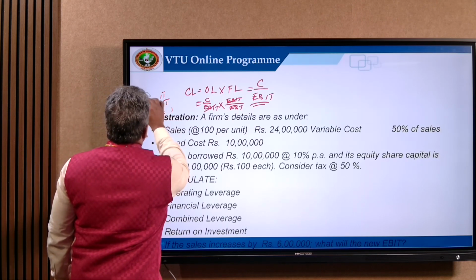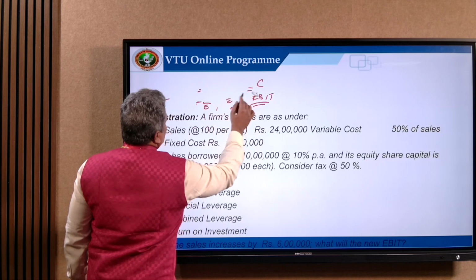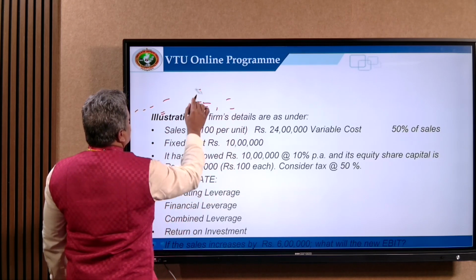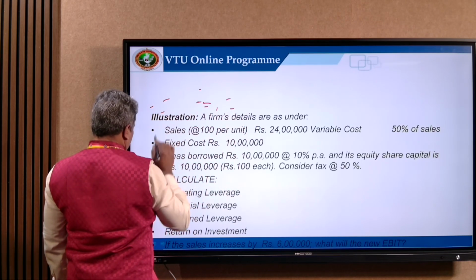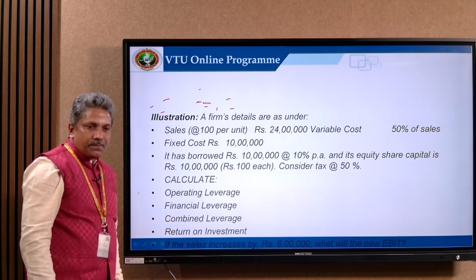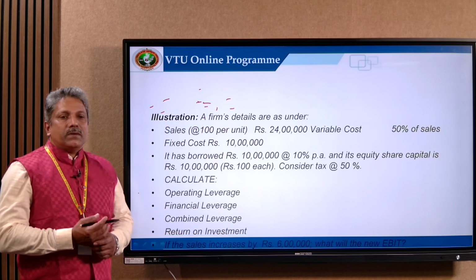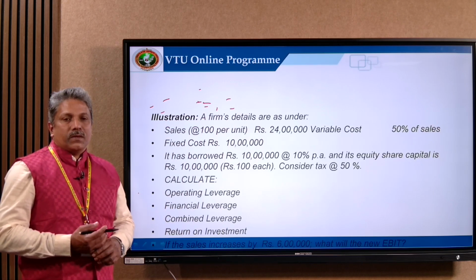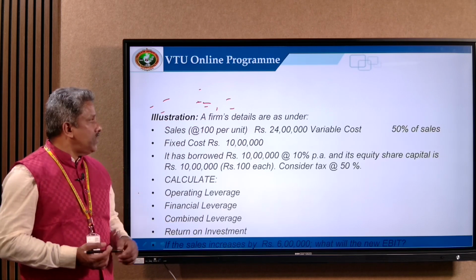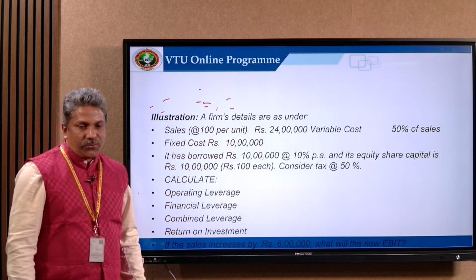So, now look into this example illustration given. Just go through this illustration, then we will solve this problem. This illustration says that a firm's details are as under: sales at the rate of 100 per unit, 24 lakhs rupees. If you want to know the number of units sold, 24 lakhs divided by 100 rupees, we get the number of units sold.